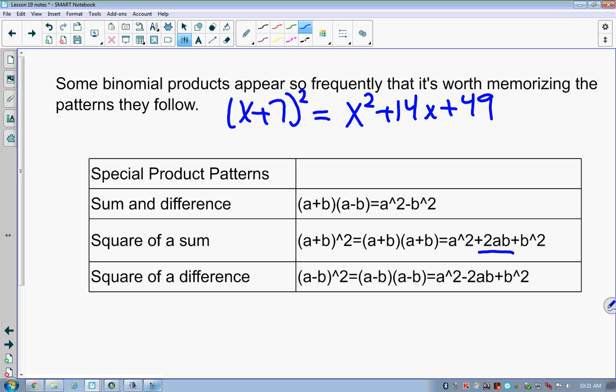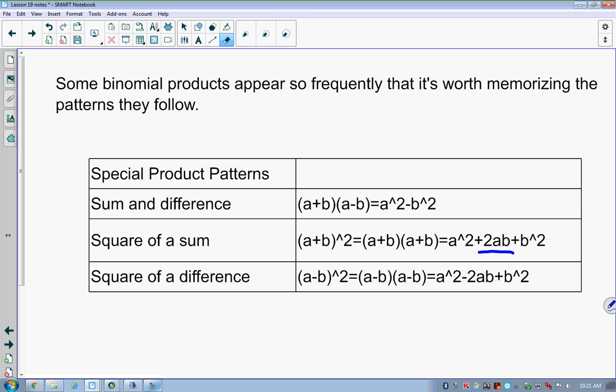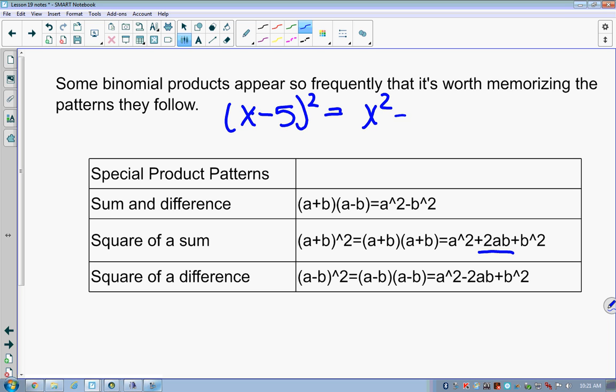Now we have a square of a difference. So let's take x minus 5 squared. That's still FOIL, except in this case I'm getting x squared, and then negative 5x and negative 5x. What's negative 5x and negative 5x? You're not trying to multiply here. You would get x squared minus 5x minus 5x. What is that? Negative what?